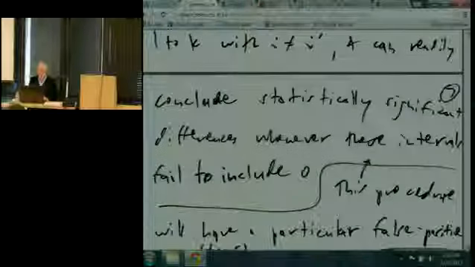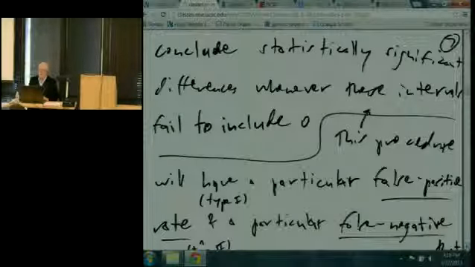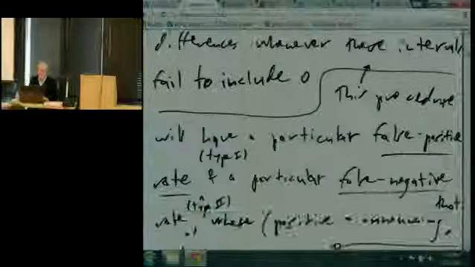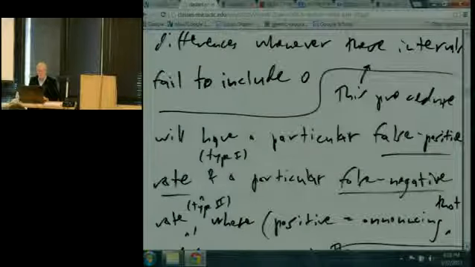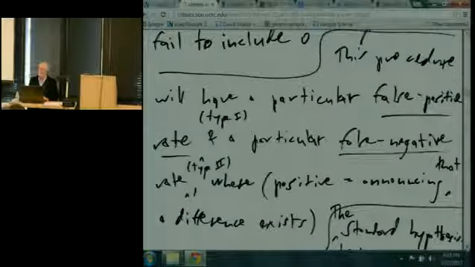Now, this procedure will have a particular false positive rate of saying things are significantly different when they're not, and it will have a particular false negative rate also. And Neyman would have called those type 1 and type 2 errors, Roman numeral 1 and 2, as we talked about before, where positive corresponds to announcing that a difference exists.